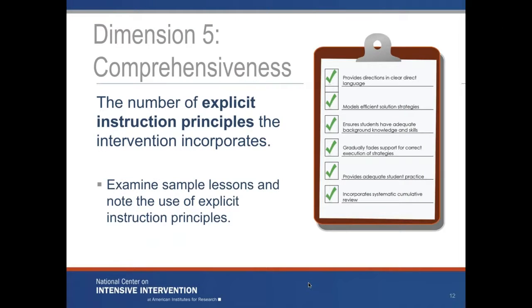The fifth dimension of intervention taxonomy, intervention intensity, is comprehensiveness. When we say comprehensive, we're referring to the number of explicit instruction principles that are included in the intervention platform. Research indicates and has indicated over and over that students with severe and persistent learning challenges require explicit strategy instruction. The more explicit instructional principles found in an intervention platform, the more intense it is.